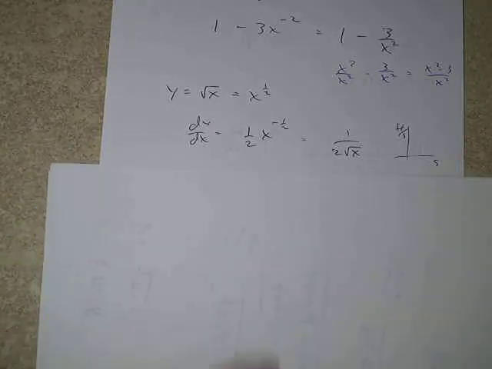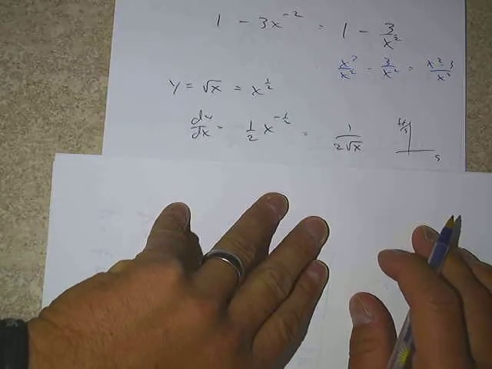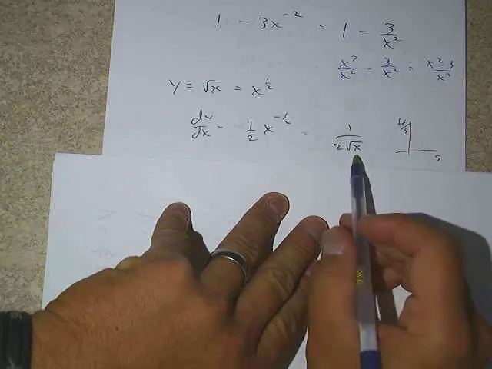Okay. Questions so far? Garrett? How come, like last year, Mr. Shaw told us not to have a radical on the bottom?